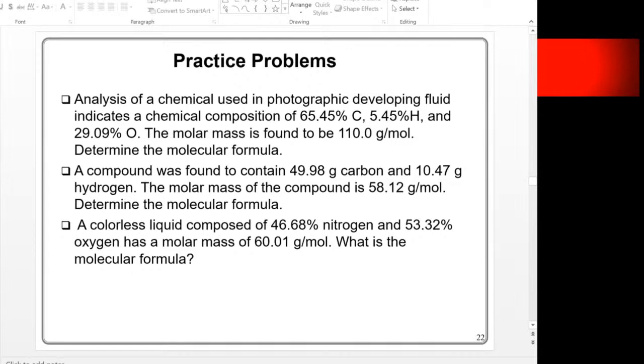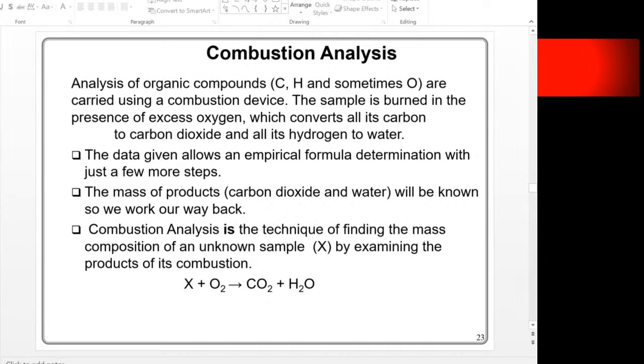Okay, so on combustion analysis, each time when you are analyzing organic compounds, and these are compounds which have carbon, hydrogen, and sometimes oxygen, we use a device which is known as a combustion device. Basically, what you do is you burn your sample in the presence of oxygen, and this converts all its carbon to carbon dioxide and all its hydrogen to water.